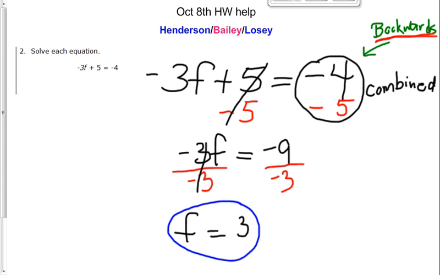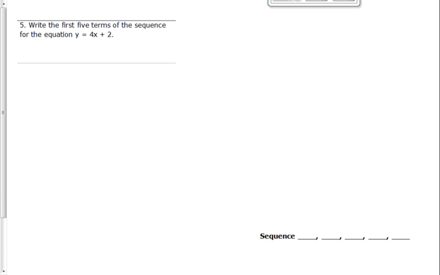Now let's go ahead and move on with this. Let's go ahead and move to number 5. In number 5, it says write the first 5 terms of the sequence for the equation y equals 4x plus 2. And then it wants the sequence. Remember, your sequence is your y. And it wants the first 5 terms. Your term is your x.